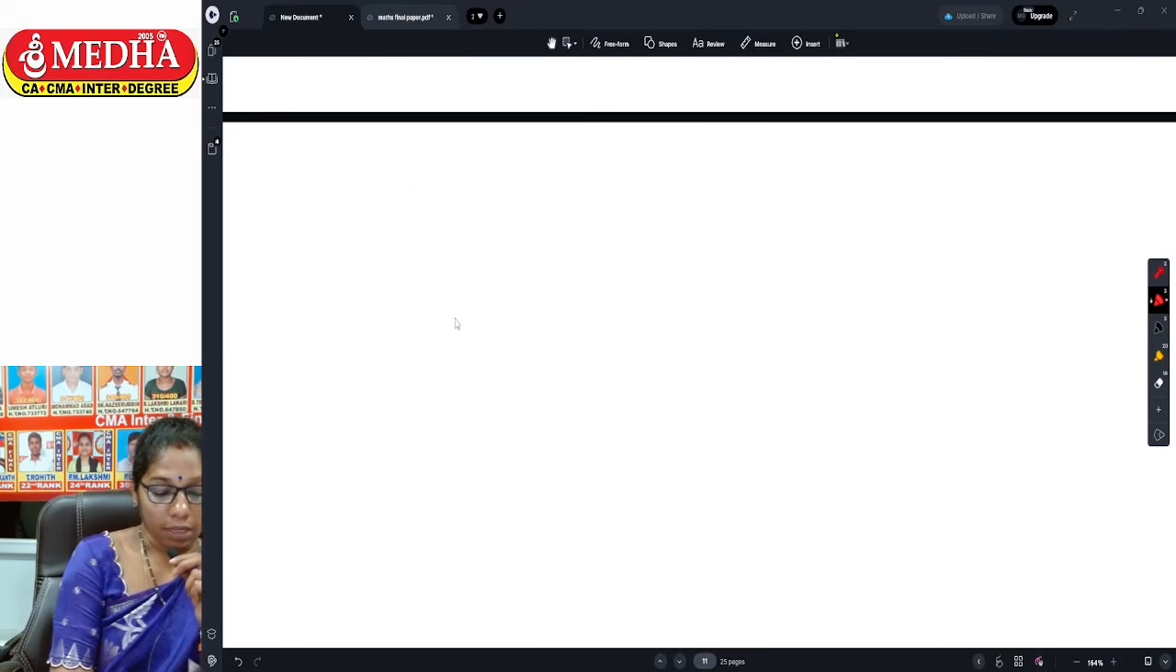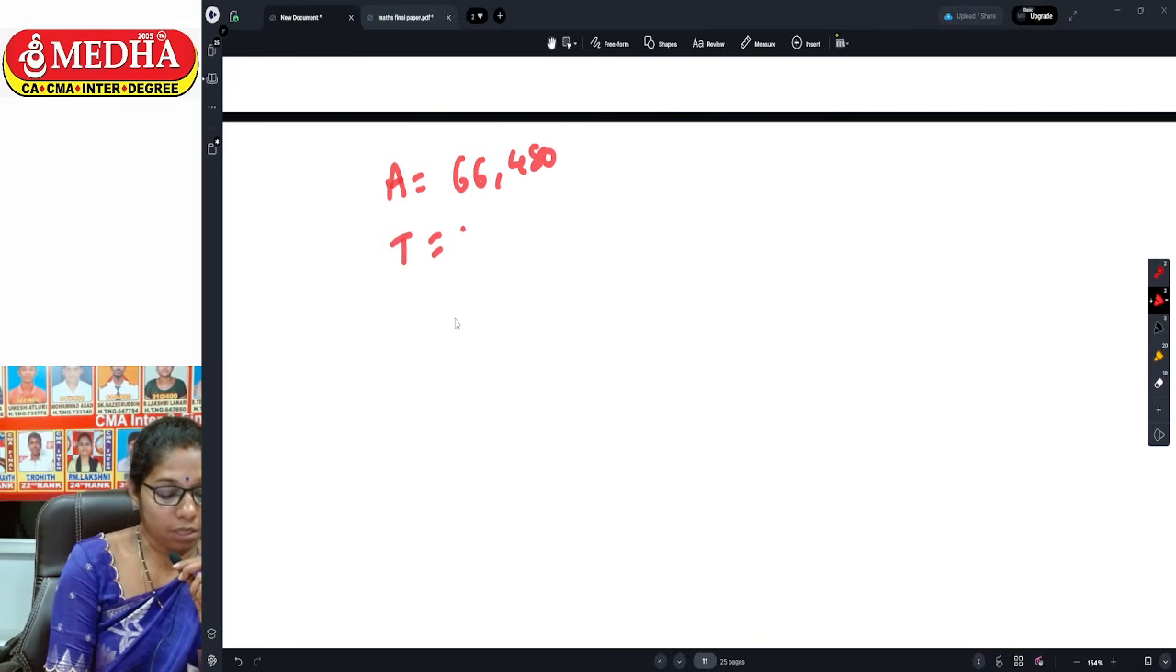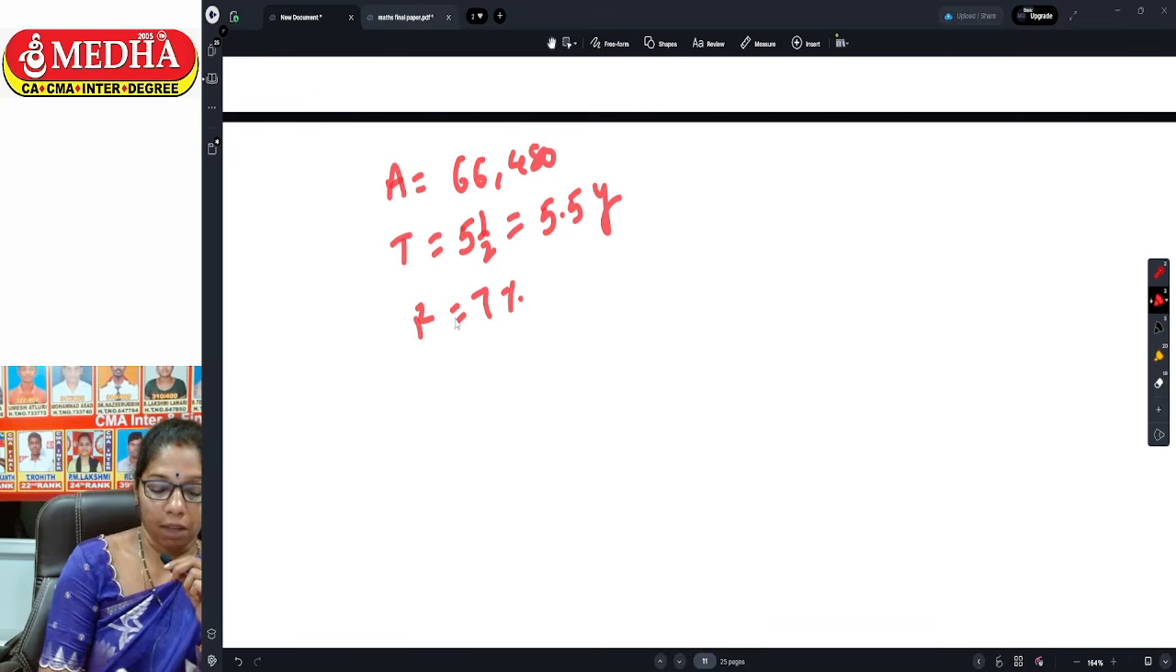So here A is equal to 66,480, time period is equal to 5.5 years, and rate is equal to 7% per annum. Find the principal at the rate of simple interest.